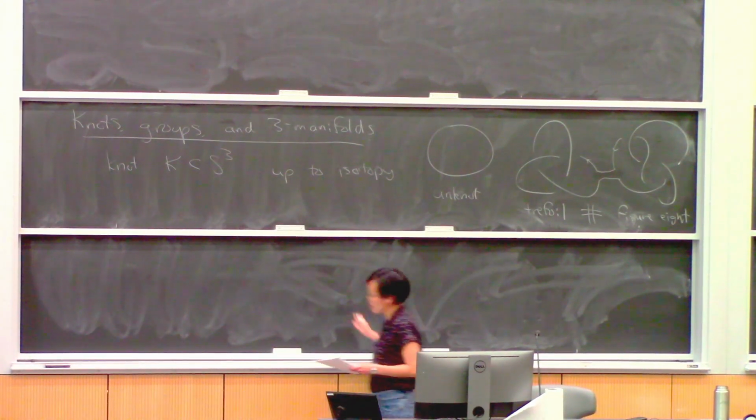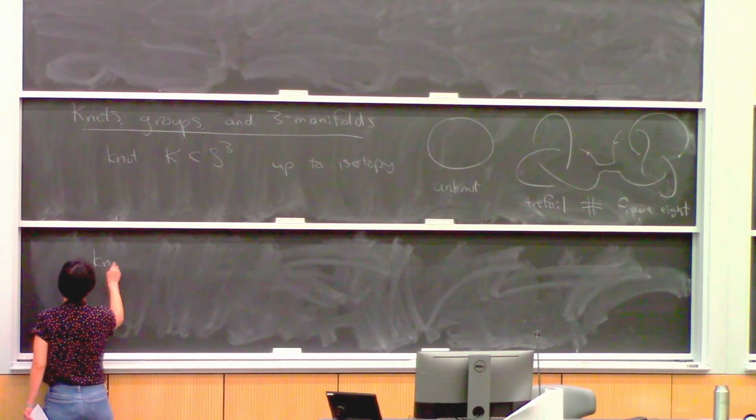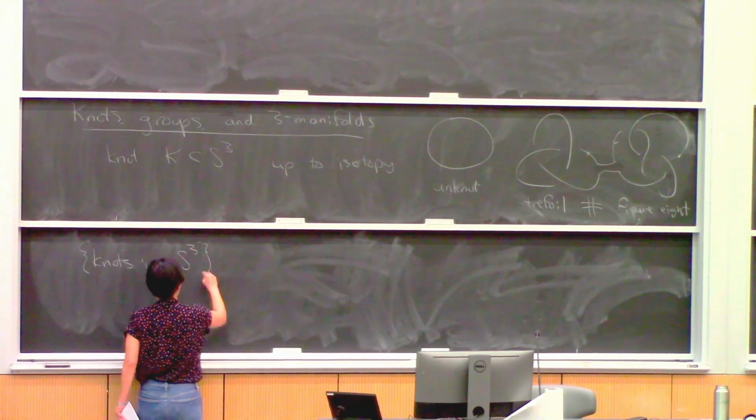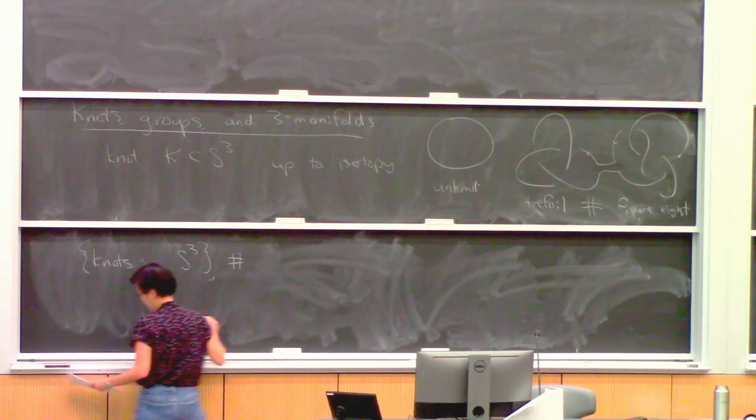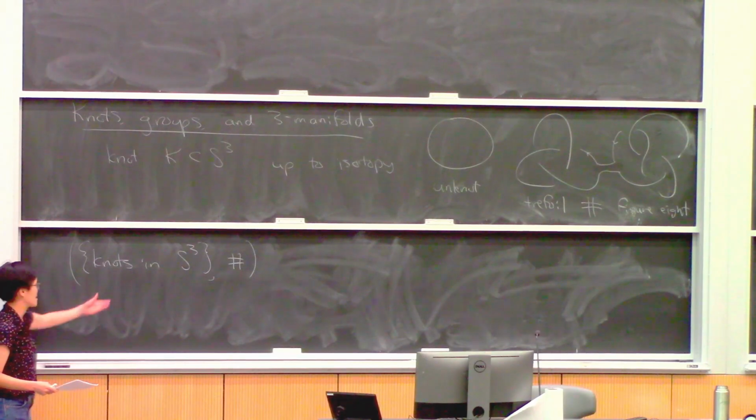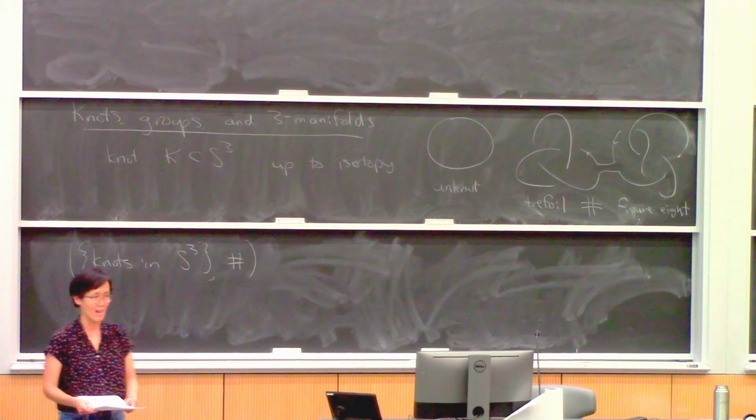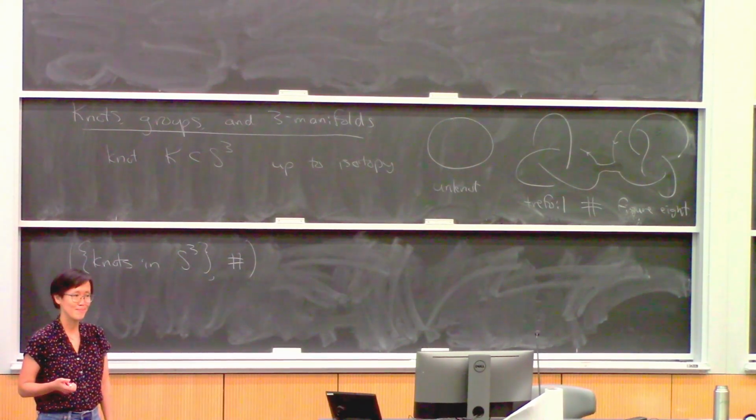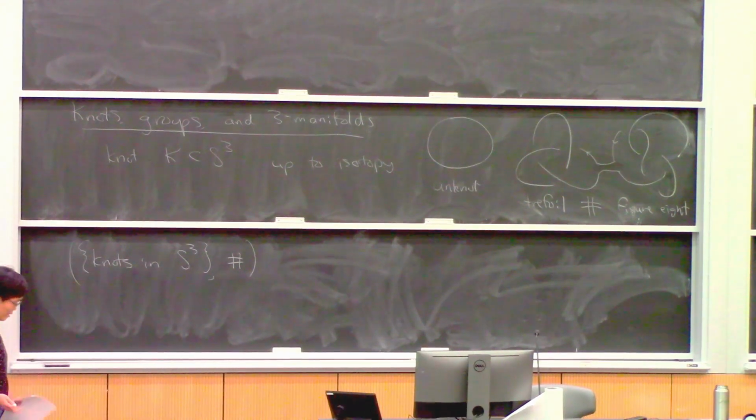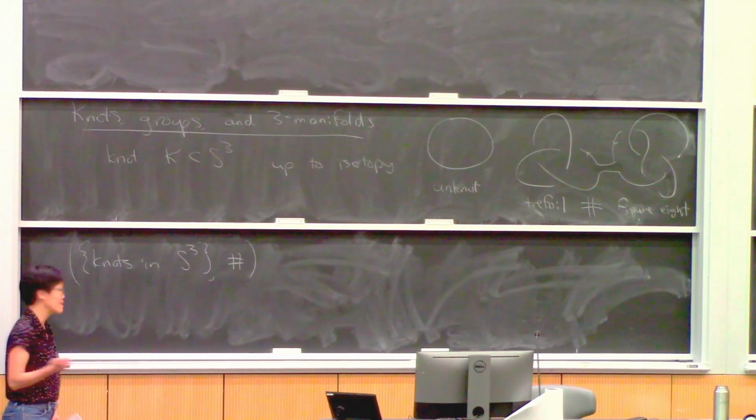Okay, so now we can look at the set of knots in S3 under the operation of connected sum. So anytime you have a set together with a binary operation, what's a natural question you might ask? Is it a group? Great. Okay. So is this a group? Well, let's see. What do we need to check to see if this is a group? Well, groups have to have an identity.